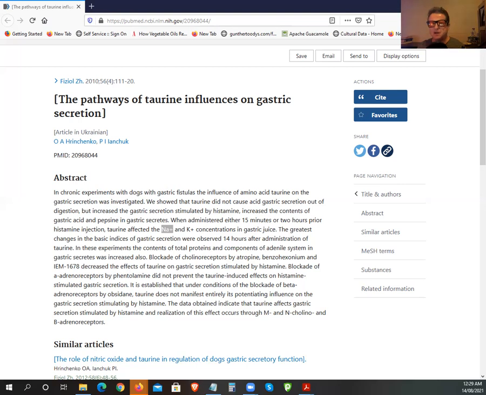I know they usually comment in this way, but the way I basically see it is it's salt. Okay. So yes, it's sodium ions, but the way I view it is salt, meat, and sun, or SSM to be more precise, sun, salt, and meat. But anyway, so sodium and potassium concentrations in gastric juices. The greatest change in basic indices of gastric secretion were observed 14 hours after administration of taurine.